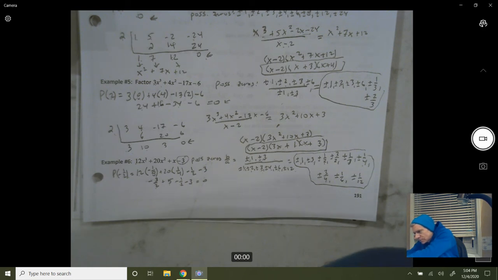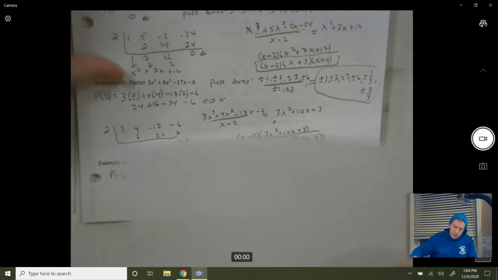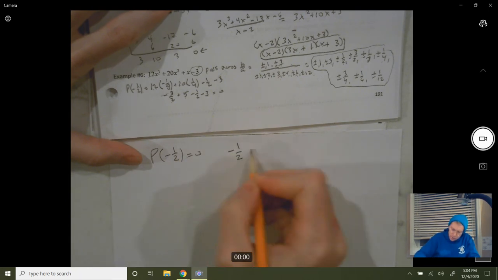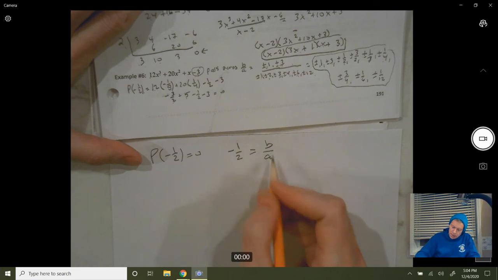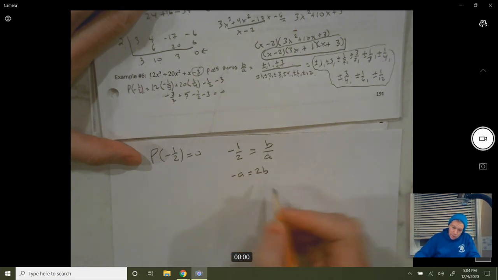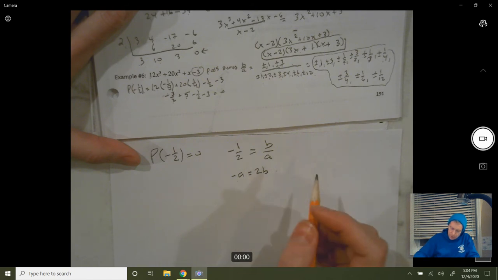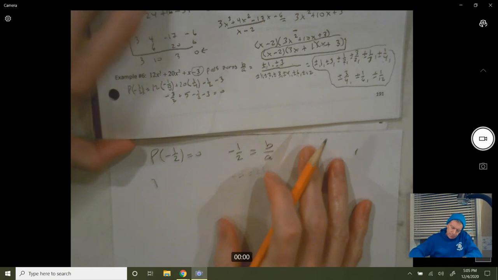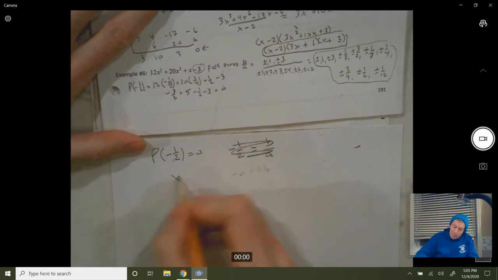Now, what we have to do, and this is where it comes into play, is that your factor is ax minus b. So what we got here is p of negative 1 half equals 0. So negative 1 over 2 equals b over a. If you were to cross multiply, you'd get negative a equals 2b. What are we trying to do here? That's not what I wanted to do here. This is what I want to do. So scratch that.